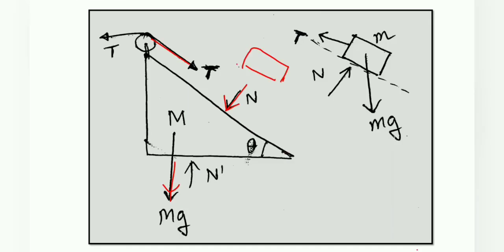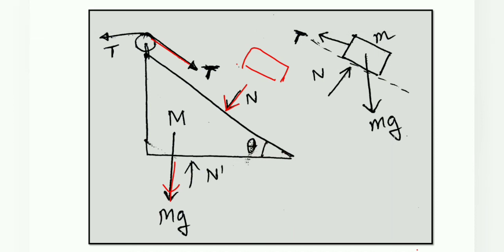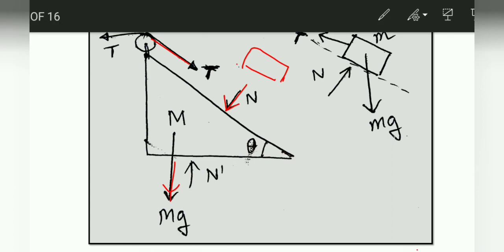Exactly, that is the thing we have seen. T, N, N dash. For this block I have shown in dotted so that I can show the surface. N is acting like this, mg is acting downward, and T is acting like this, parallel to the surface.